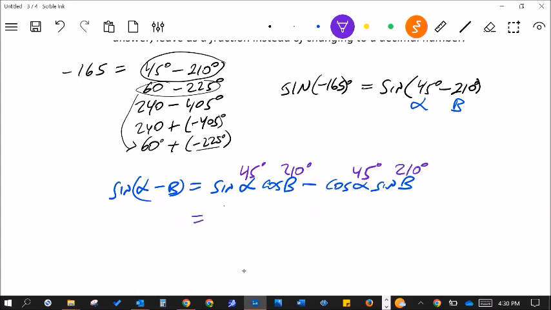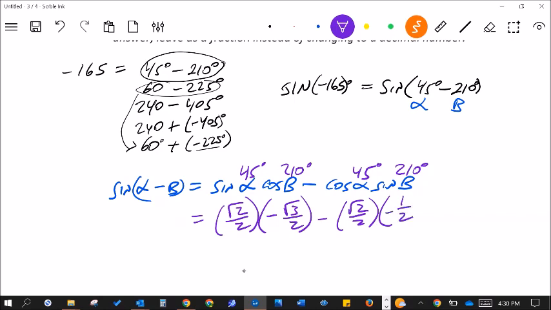So that's equal to the sine of 45, square root of 2 over 2. Cosine of 210, that's a negative because it's in the third quadrant, square root of 3 over 2. Cosine of 45 is square root of 2 over 2. And the sine of 210, well, that's also in the third quadrant, so it's a negative 1/2.